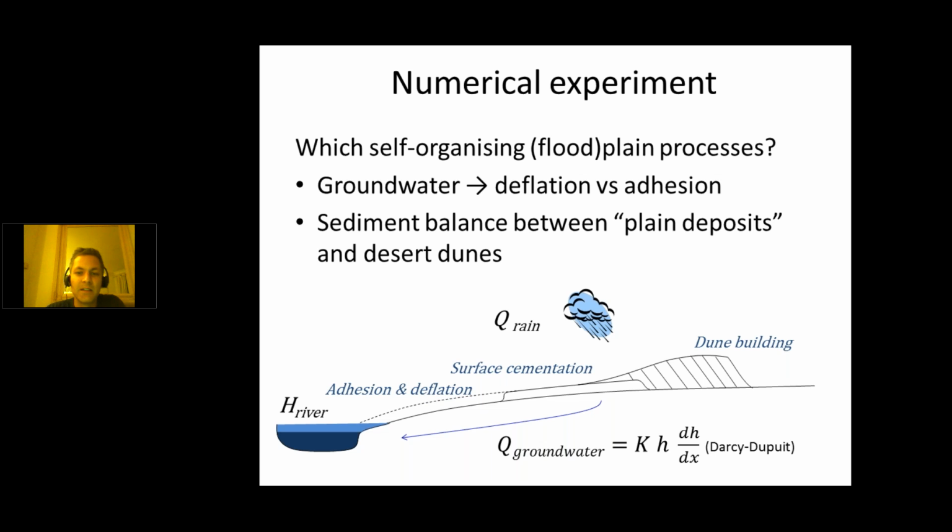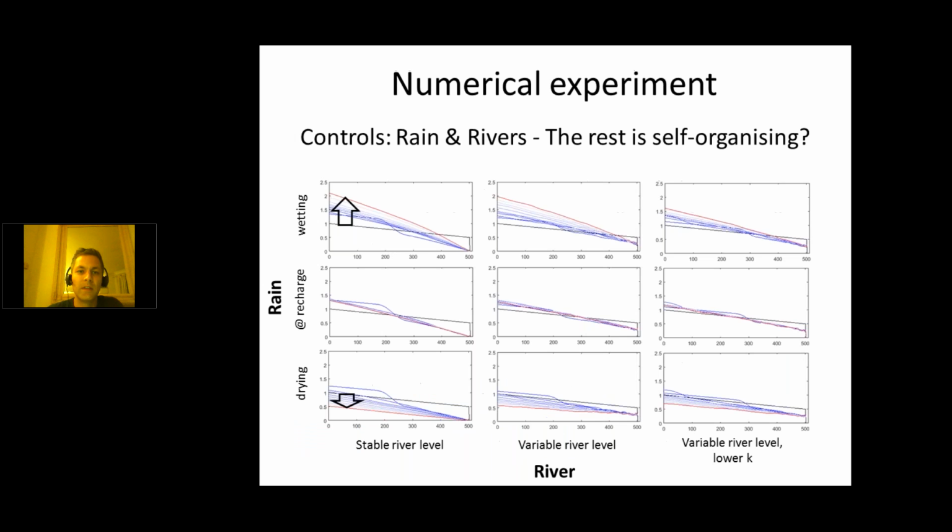Back in the days, there would have been quite a possibility of having wet climates with lots of aeolian activity. In this numerical experiment, we can use a couple of simple equations and run some models in terms of wetting and drying, or what happens at recharge. And the two controls here are rain, the recharge, and the river, which is the base level, and the rest is more or less self-organizing.